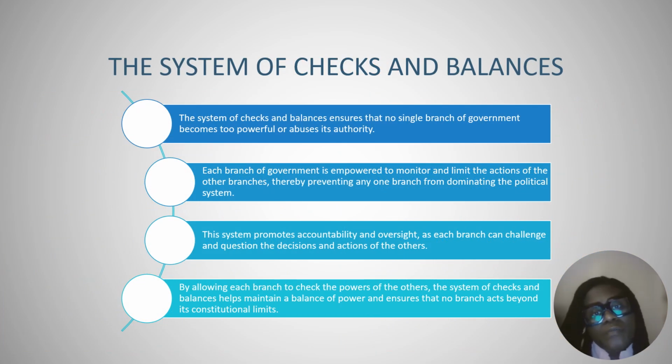Now, here we have the system of checks and balances. The system of checks and balances ensures that no single branch of government becomes too powerful or abuses its authority. Each branch of government is empowered to monitor and limit the actions of the other branches, thereby preventing any branch from dominating the political system. This system promotes accountability and oversight, as each branch can challenge and question the decisions and actions of the others. By allowing each branch to check the powers of the others, the system of checks and balances helps maintain a balance of power and ensures that no branch acts beyond the constitutional limits.